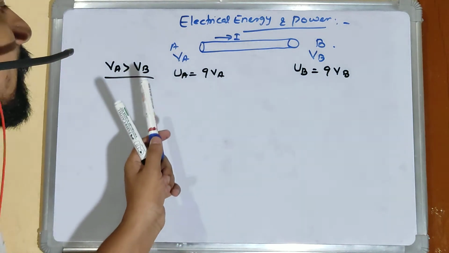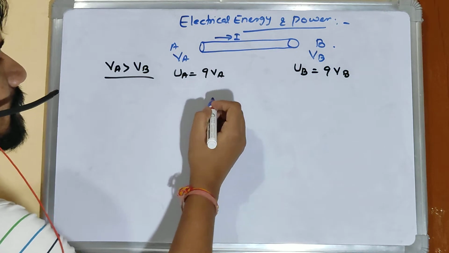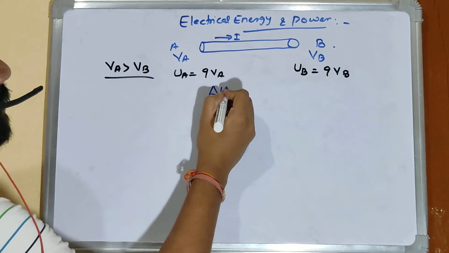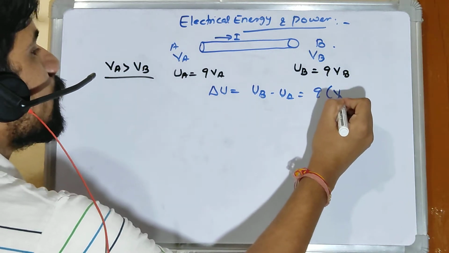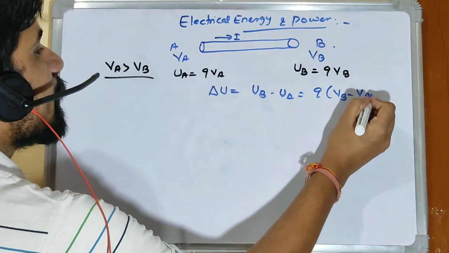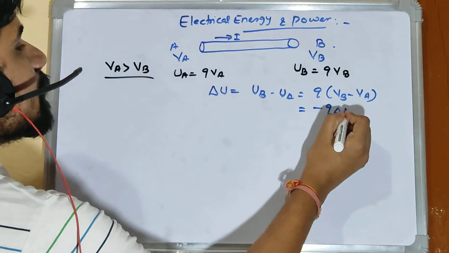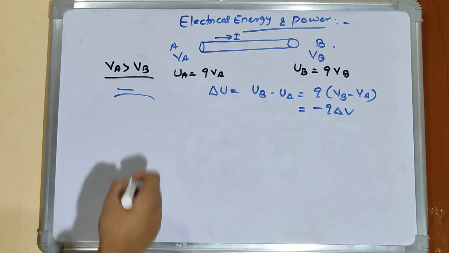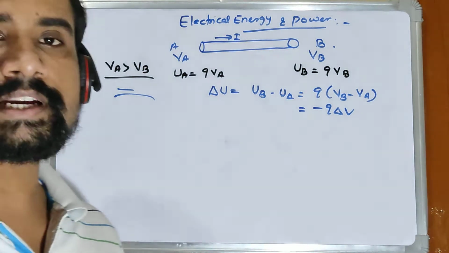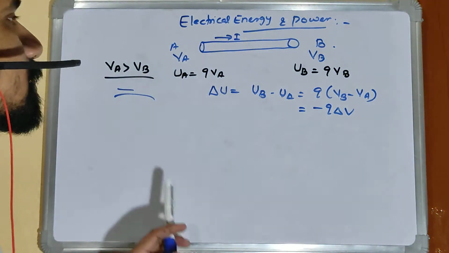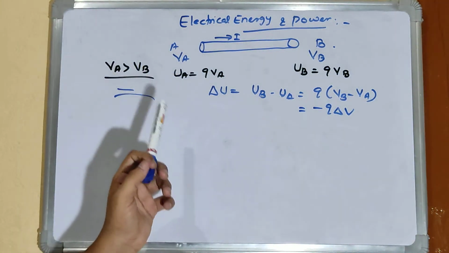So what is the potential energy difference between A and B? Let's call this delta U. This is UB minus UA, which is again Q into (VB minus VA), right? This is potential energy. And can I call this minus Q into delta V? Why have I written minus here? Because VB is less than VA. Can I call this minus Q delta V? Right. So this is the decrease in potential energy when a charge carrier is moving from A to B.